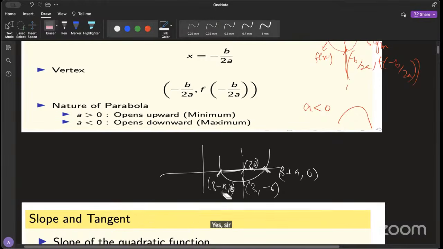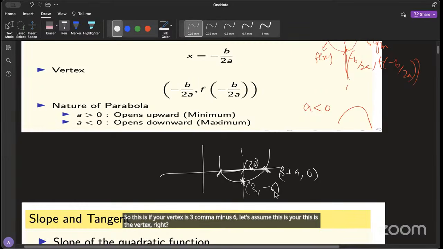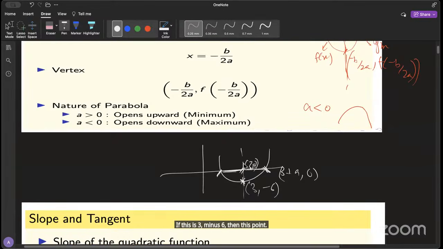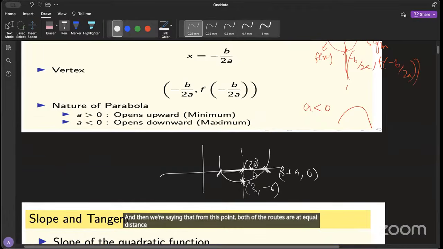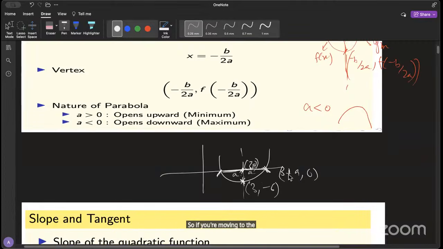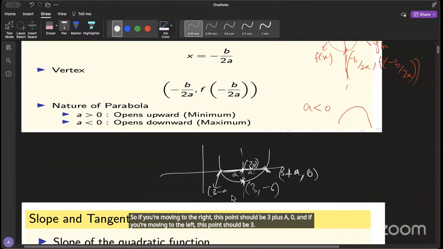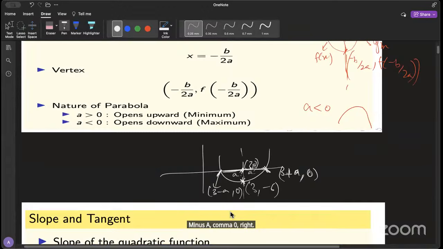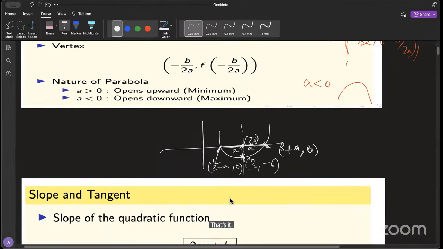Okay. So if your vertex is 3 comma minus 6, let's assume this is the vertex, right? Then this point where your axis of symmetry meets your x-axis should be 3 comma 0, right? And then we're saying that from this point, both of the roots are at equal distance. So let's say if this distance is a, then this distance is a as well. So if you're moving to the right, this point should be 3 plus a comma 0. And if you're moving to the left, this point should be 3 minus a comma 0, right? That's it. Okay, thank you, ma'am.